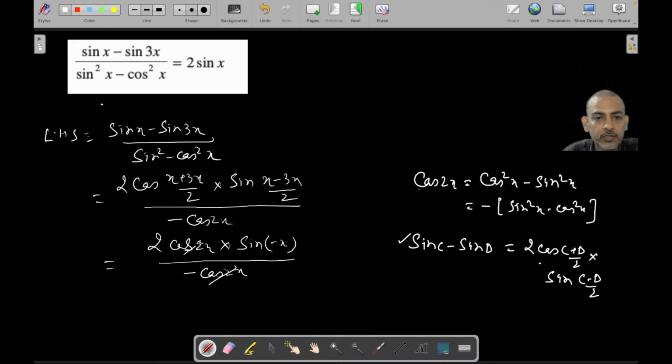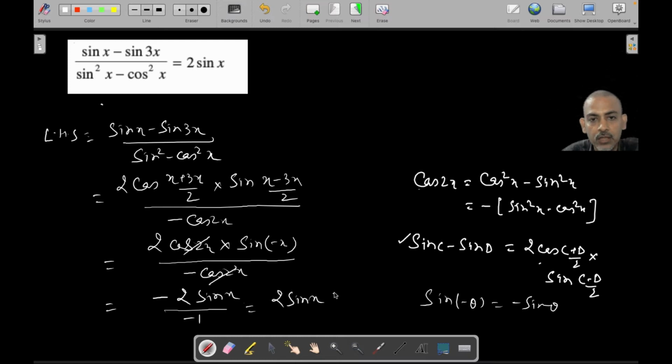So cos of 2x will cancel out, and we also know that sin of minus theta is nothing but minus of sin theta. So we'll use this expression over here. So it will become minus of 2 of sin of x. Sorry, cos of 2x is already gone, right? So nothing is left there, right? And we had a negative sign at the bottom, so that will remain as minus 1, and this will become 2 of sin x, which is nothing but RHS, which we have to prove.